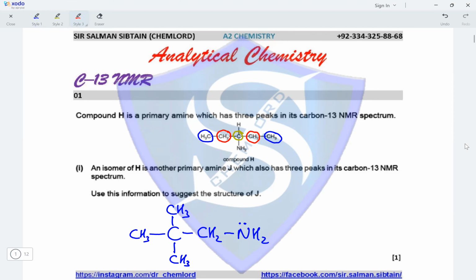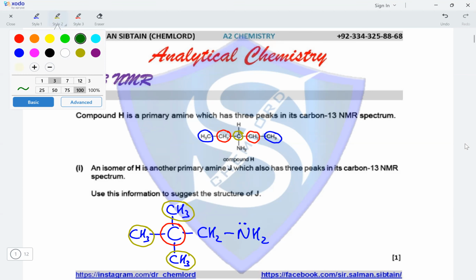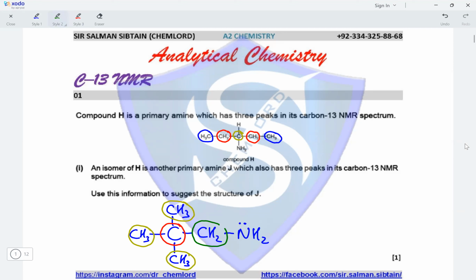So the peaks would be the central carbon atom, that is the first peak, the three CH3 groups as the second peak, and a third peak in the form of the CH2 group. So here we have got another amine which has three absorptions in its carbon 13 NMR spectrum.